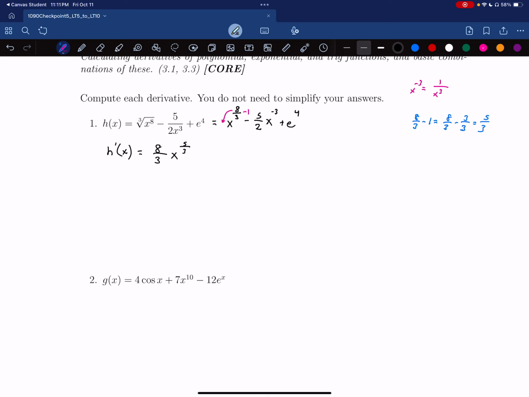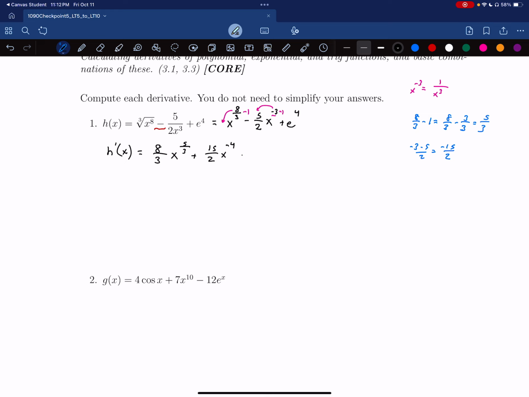And then for this next one, that -3 will come in front, and then we will subtract 1. -3 times 5 over 2 is just equal to -15 over 2. But then this value is being subtracted right here, so we end up with a plus. Plus 15 over 2. And then x to the -3 minus 1 is -4.